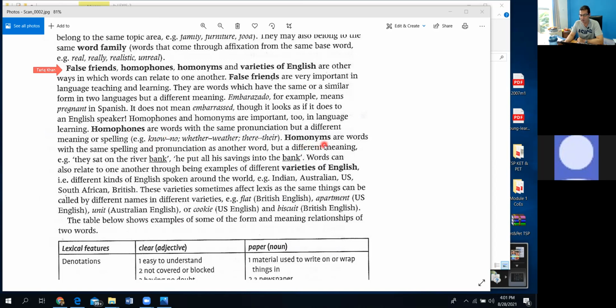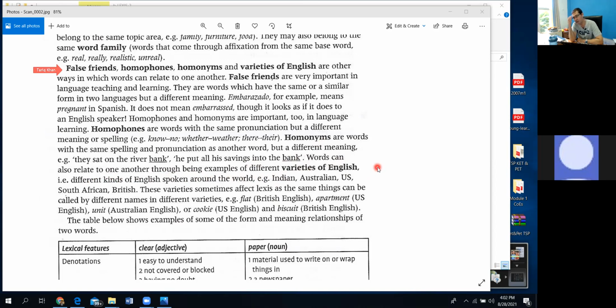Then comes homonyms. Homonyms are words with the same spelling and pronunciation as another word, but a different meaning. Like, they sat on the river bank. He put all his savings in the bank. Same pronunciation and same spelling, but a different meaning of the bank. That is called homonyms.